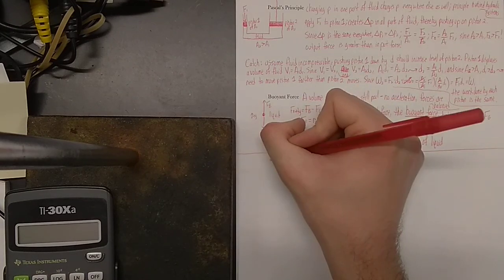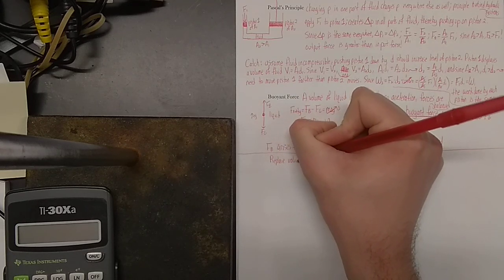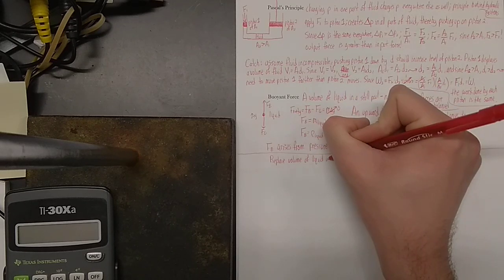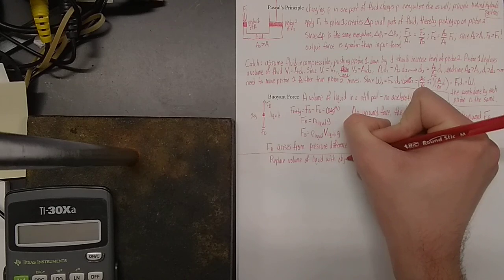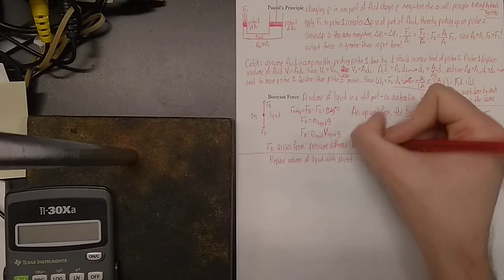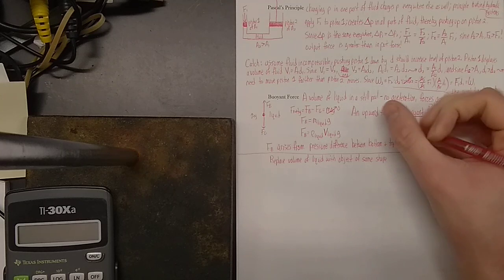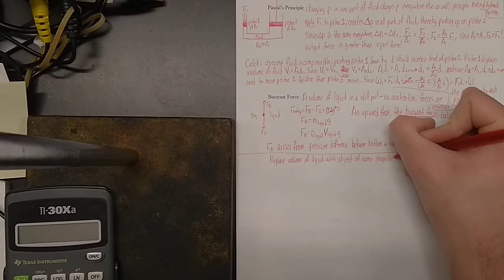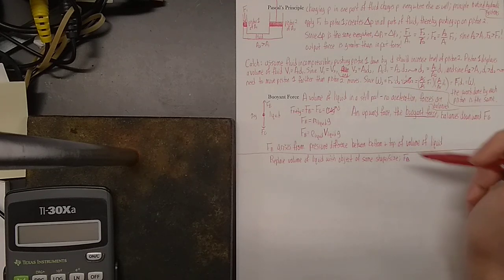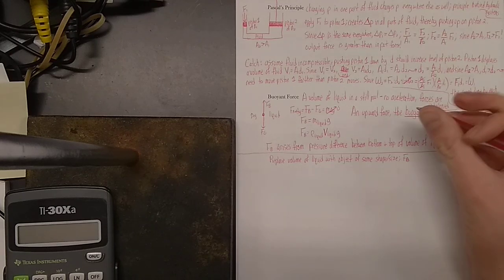Now we're going to do something a little strange. We're going to replace the volume of the liquid with an object of the same shape and size. And the interesting thing is, because the buoyant force is about the pressure difference between the bottom and the top of this volume, the buoyant force shouldn't change.